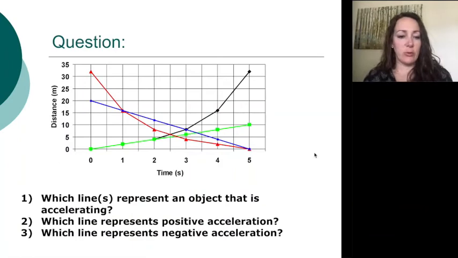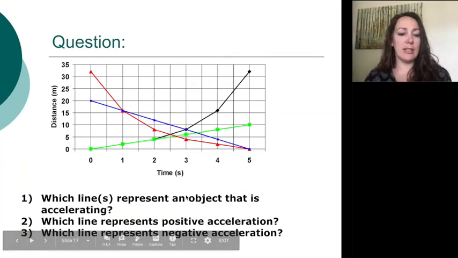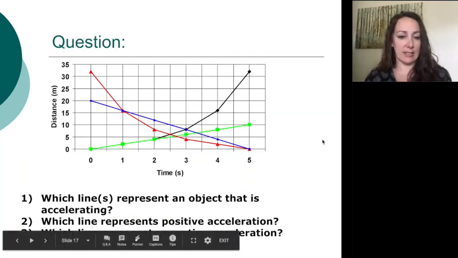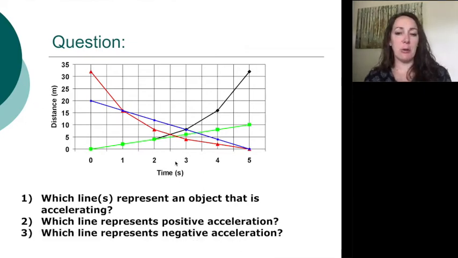All right, so let's answer these questions. 1. Which lines represent an object that is accelerating? So we are looking at a distance versus time graph, and as we just discussed, you can tell acceleration by a curved line. So on this graph, you'll notice we have two curved lines. We have our black line and we have our red line. These are both representing acceleration.